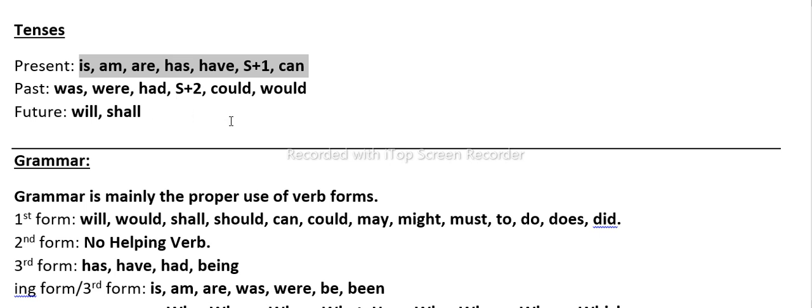How do we identify present? With the help of these words. These words let us know that you are writing, reading, speaking in the present tense. Is means present, am means present, are means present, has, have, s plus one, which means subject followed by first form. In your language, you can say present indefinite. First form: I play, I eat, I write. That's s plus one. Can. So these are the signs of present. If you don't know this, I'm afraid you don't know tenses.